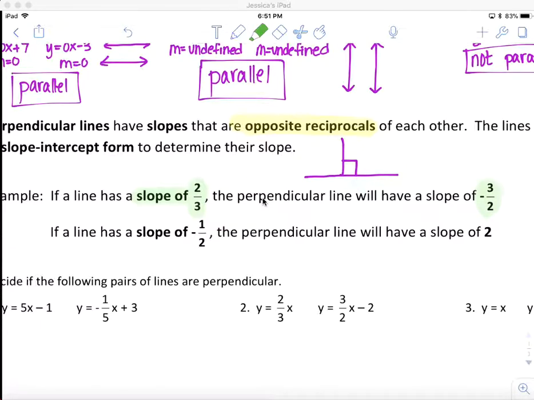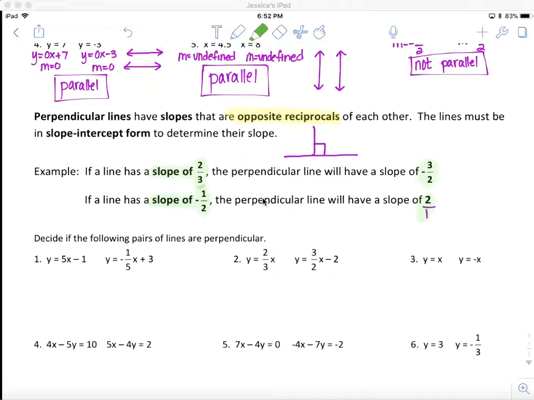So you switch the sign and you flip the fraction. If you had a slope of -1/2, the opposite is to make it positive, and the reciprocal is to flip it. Now remember, 2 is the same thing as 2/1. So anytime you have a whole number, you are going to flip it and make sure you put a 1 underneath. Let's look at some examples.